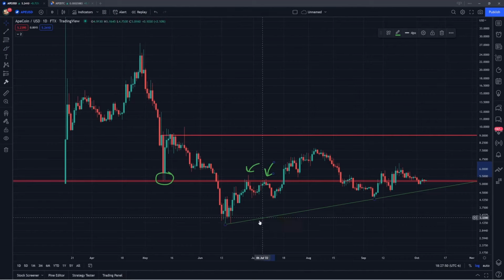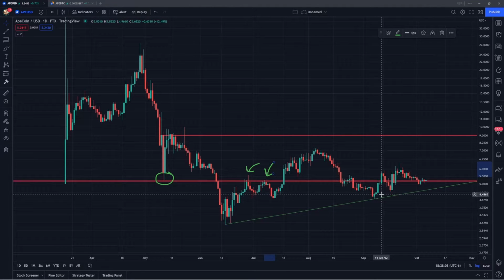Now that brings me into this green line here I have drawn. This is an upward sloping trend line, and basically it's just signifying the fact that we've got higher lows and we have the potential for an uptrend because we do have that structure once again with the low back in June being around $3 and this low back in September being around $4.20.